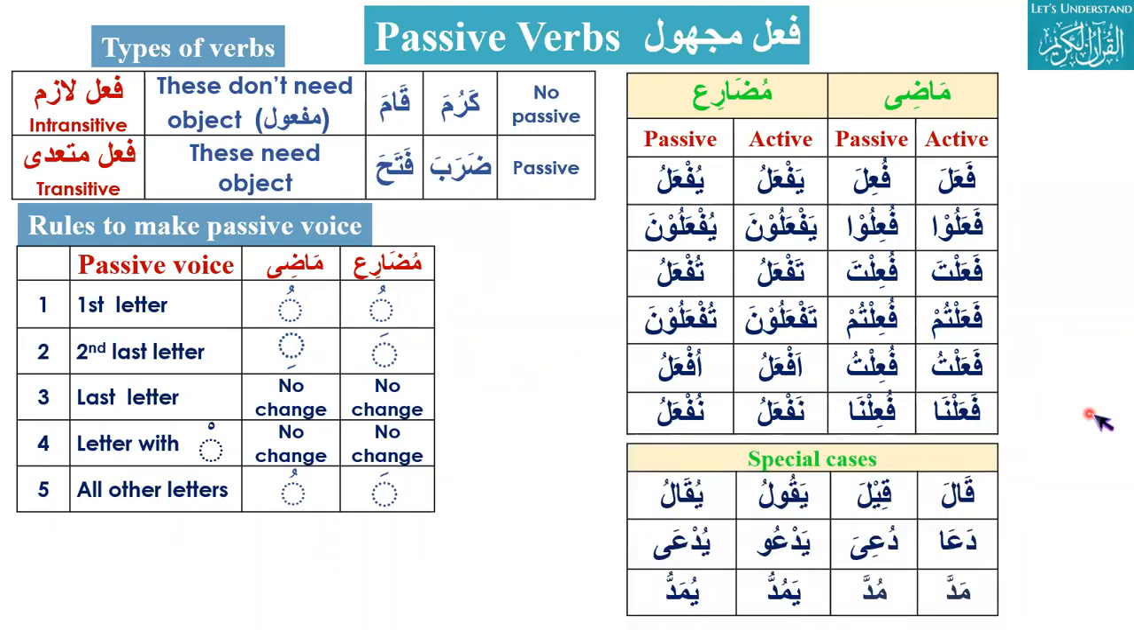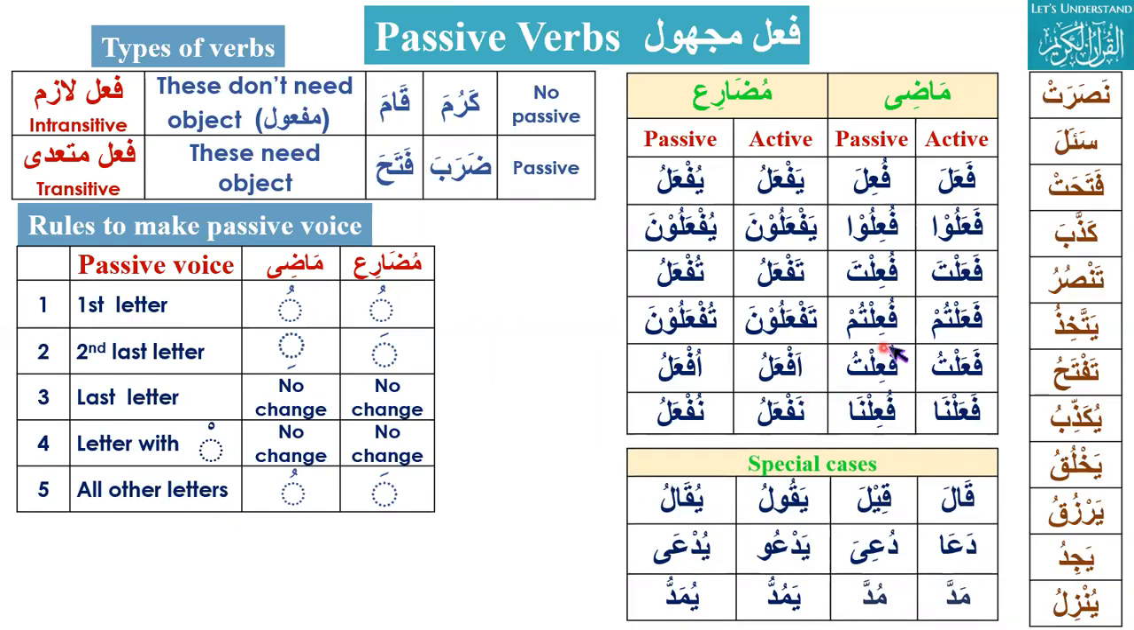And there are some special cases. There is no rule on these. Qala like Qila. Da'a will be Du'iya. And Yad'u will be Yud'a. Yamuddu will be Yumaddu. Yaqulu is Yuqalu. These are the special cases. Let's take some examples here.